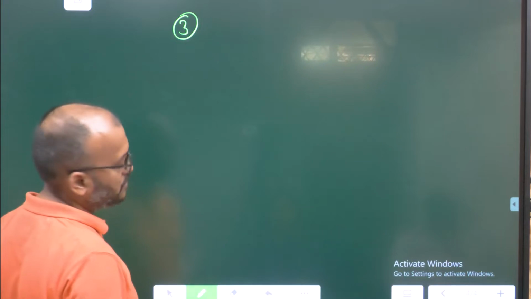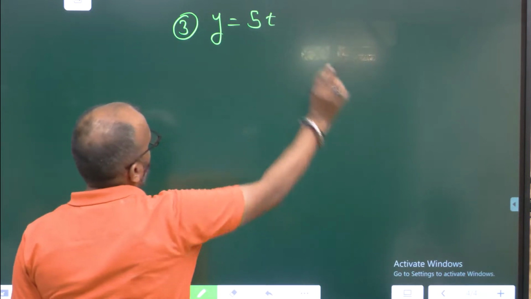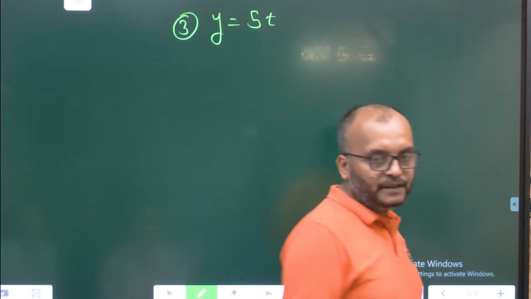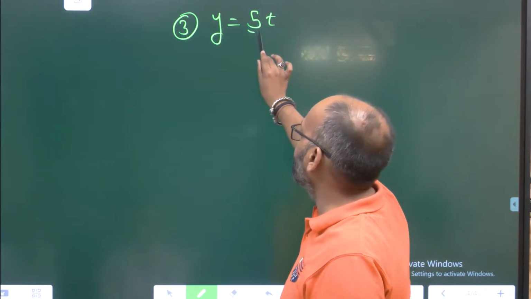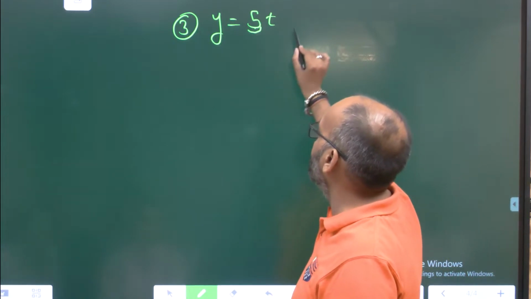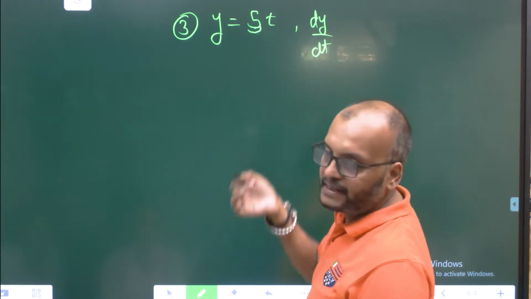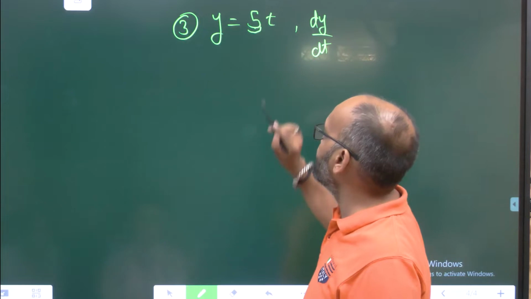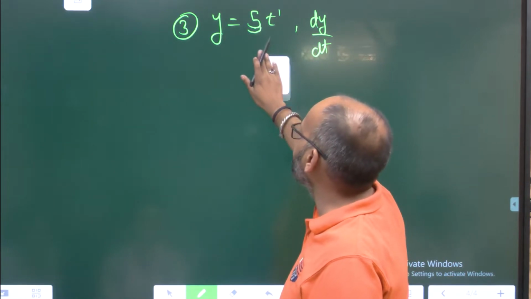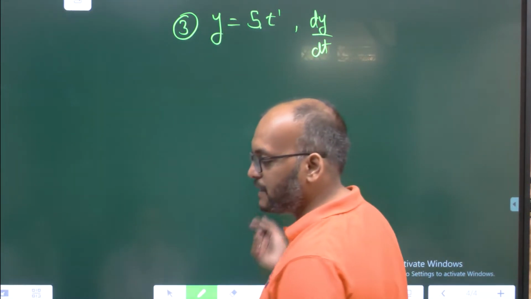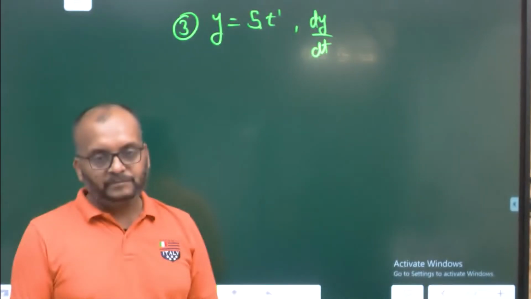Suppose y is equal to 5 into t. Now we have done both of these things, but separately. We know that if we differentiate a constant with respect to a variable, we will get 0. If we differentiate a variable, it has got power 1. We have just studied its formula. But now both of these things are getting multiplied. A constant is multiplied with a variable, and you need to differentiate with respect to that variable. So how to do this?